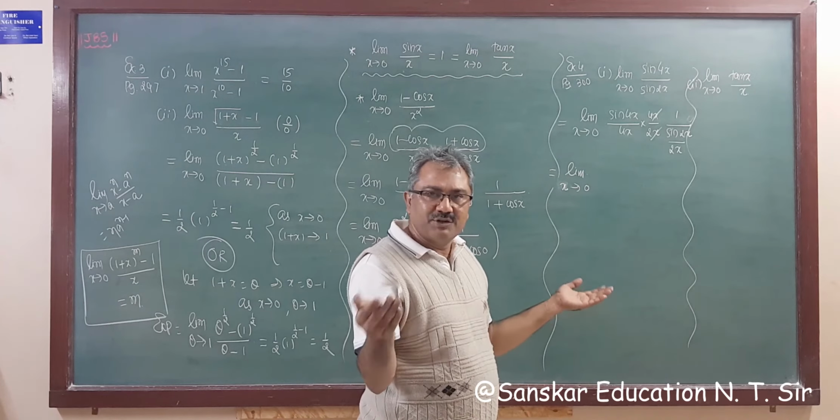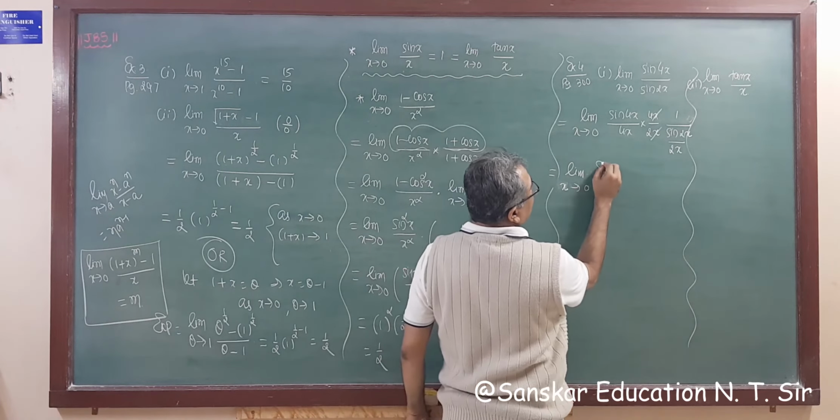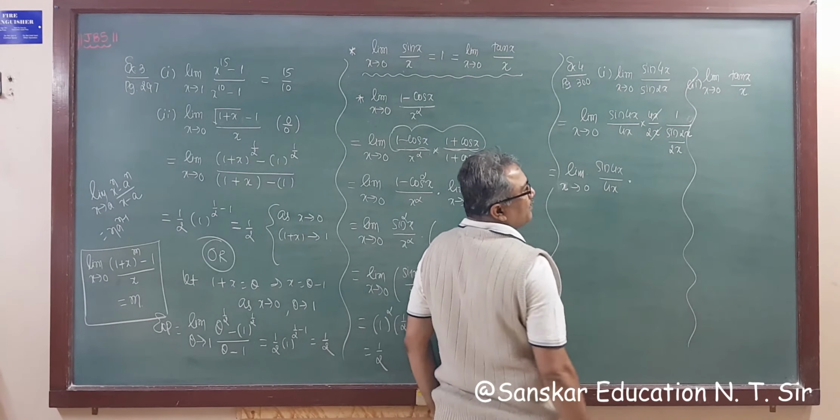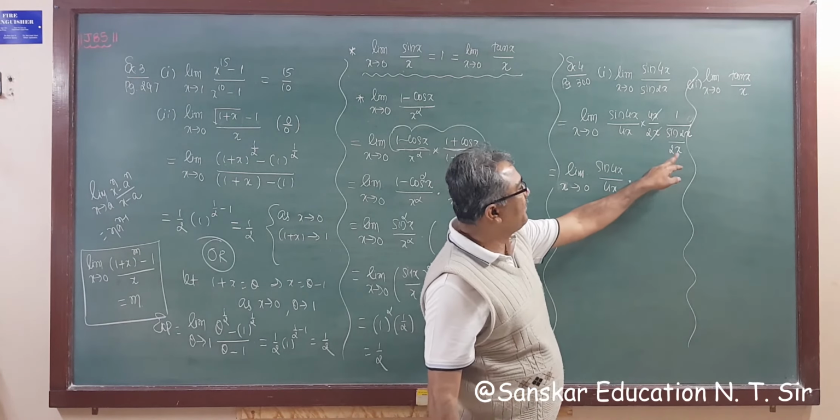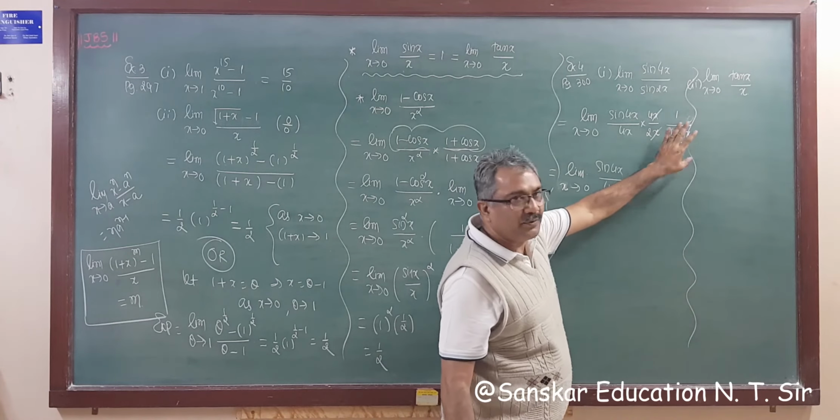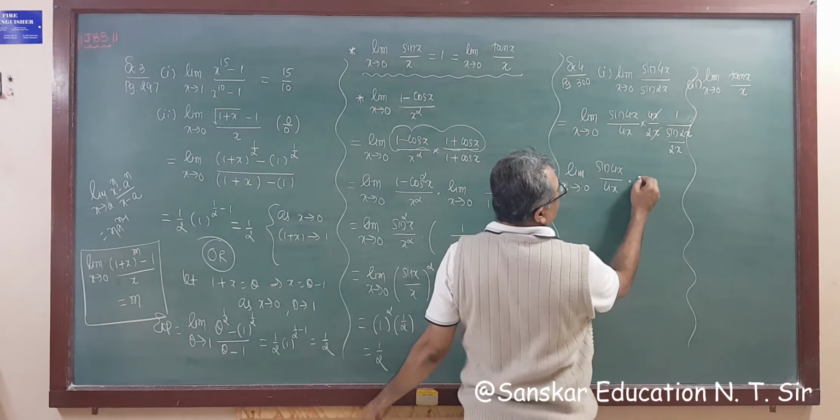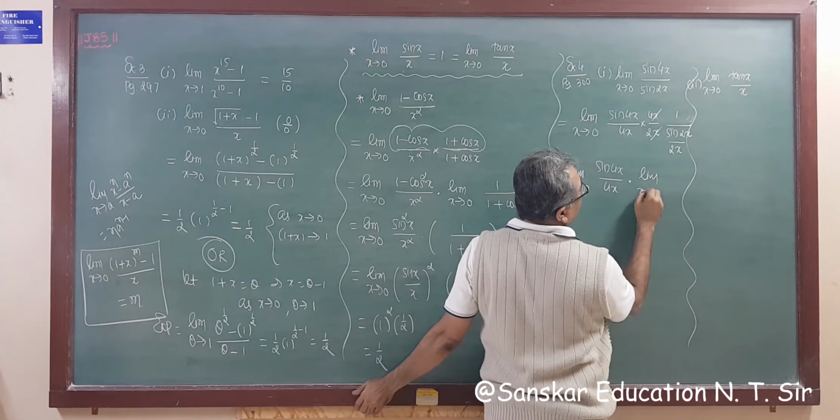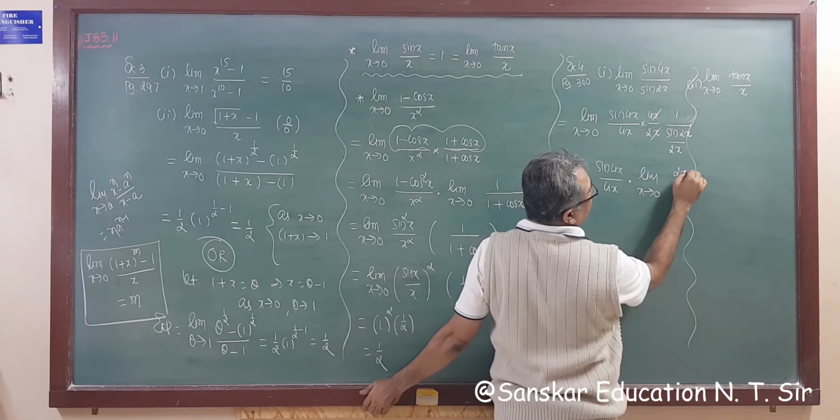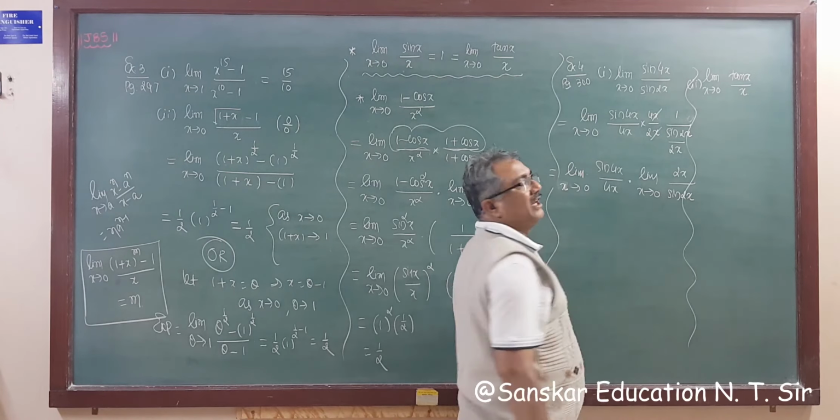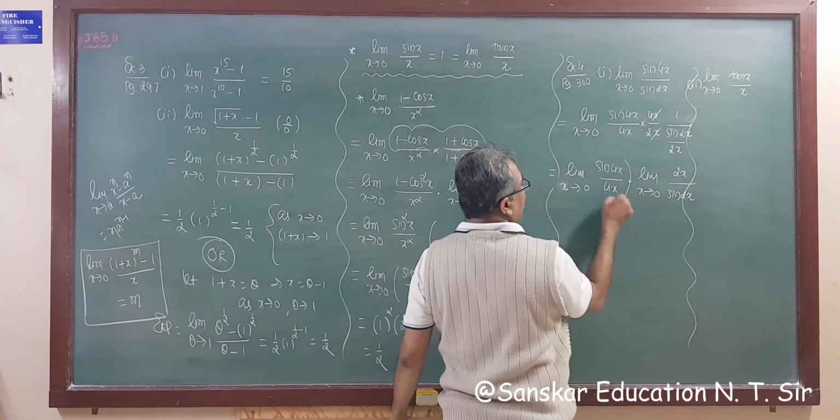There are lots of ways to write, right? This is sin 4x upon 4x, into this, sin twice x upon twice x. The denominator of the numerator goes to the numerator. So I am writing limit x tends to 0, twice x upon sin twice x. Any problem? So this is one limit.